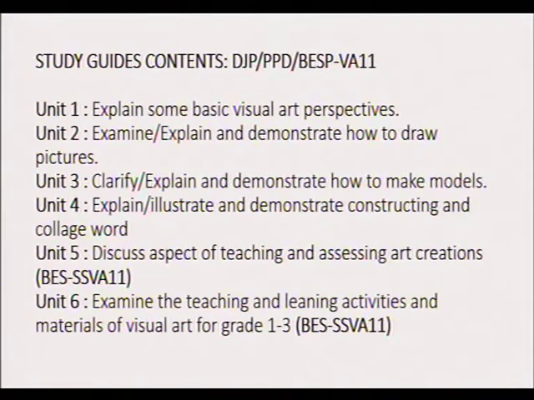How does Unit 6 differ from Unit 5? Unit 5 is looking at the aspects of teaching and assessments. It's more theory, while Unit 6, which examines the teaching and learning activities, is more practical. That's why they're talking about learning activities there, and they're talking of art materials there for children between grade 1 up to grade 3. And if you are using a hard copy, it's only appearing in the BES book.